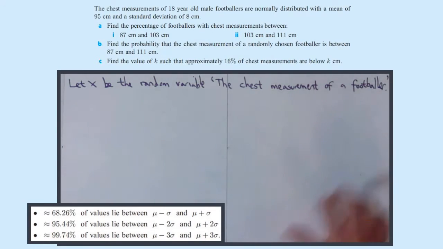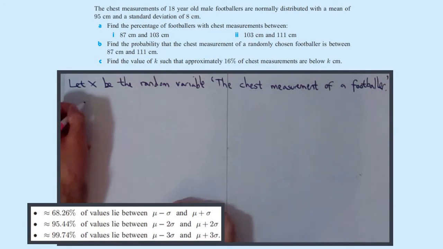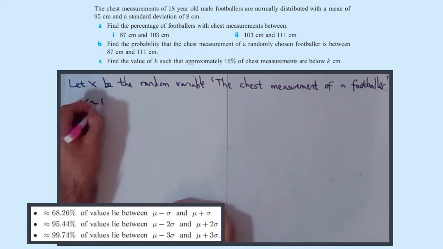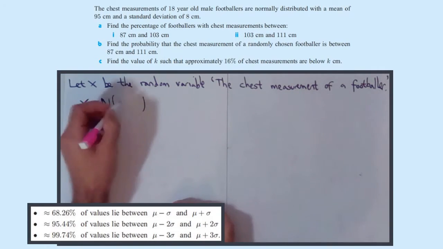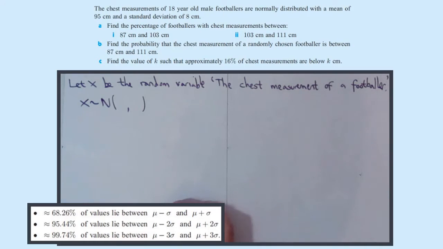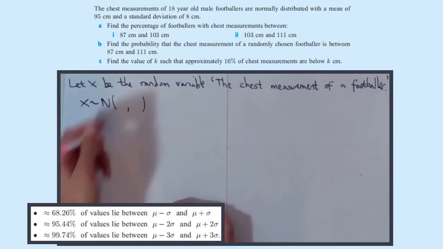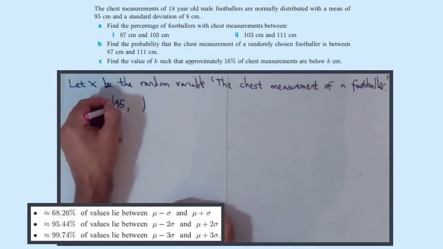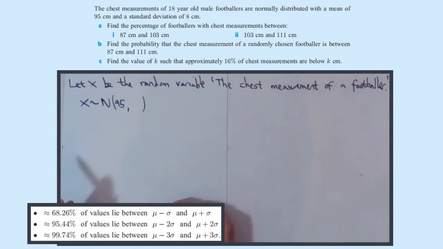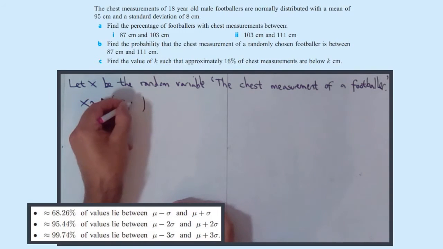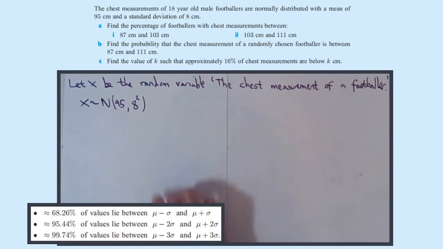Okay, so we have been told that these chest measurements are normally distributed. So that means X is distributed with a normal distribution. We define a normal distribution with mean and variance. So the mean is 95 centimeters, and the variance is going to be 8 squared. So I'm just going to write 8 squared. You don't really use the variance a lot, but that is how you define it when you write it down. Do not just write the standard deviation in here, it would not be correct.